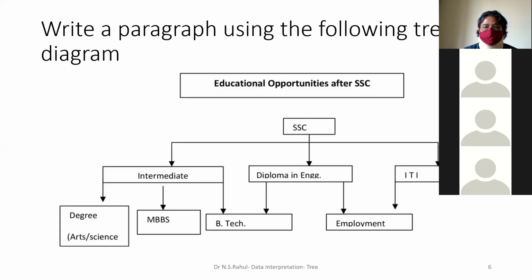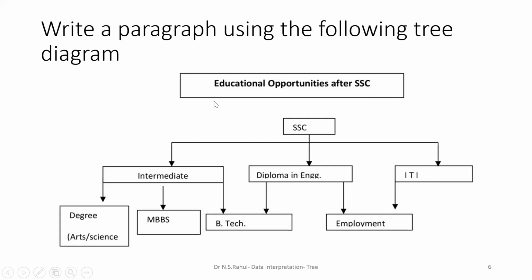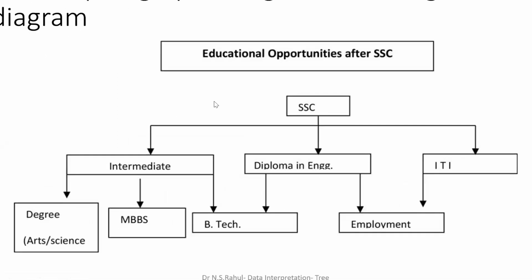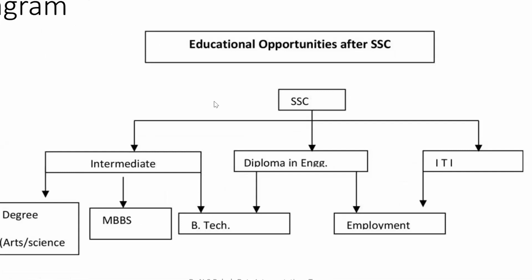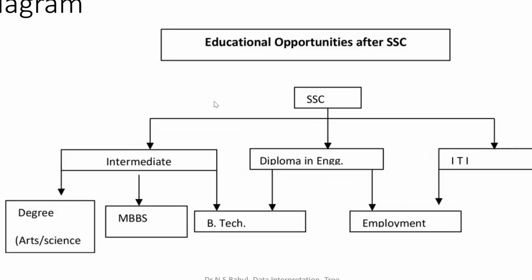Now, this is a tree diagram. Convert this into a paragraph. Earlier, you converted a paragraph into a tree diagram. Convert this tree diagram into a paragraph quickly. Go through this tree diagram and convert it into a paragraph. Can you see this clearly, or do you have to enlarge? I have enlarged.